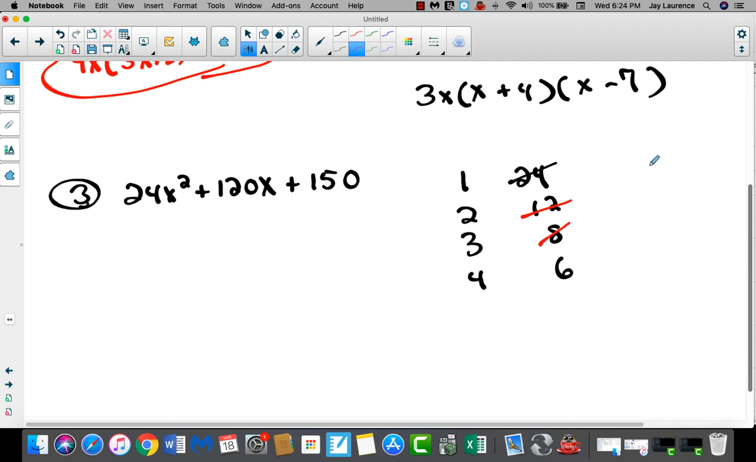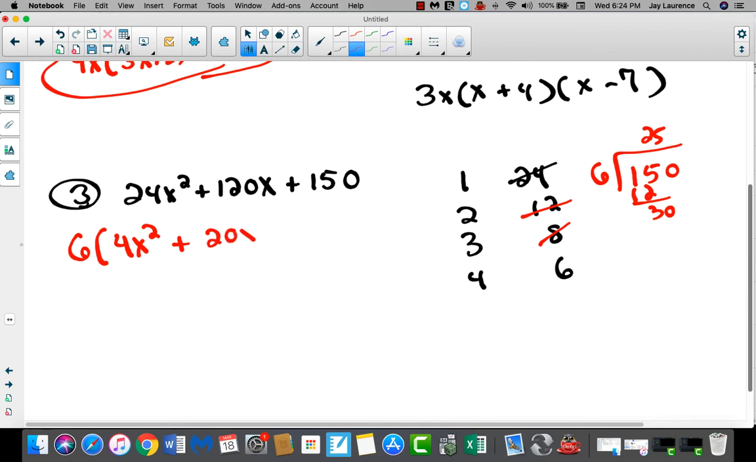Does 6 work? Well, I don't know. Let's see, 150. Put 6 in. I'll do the long division. It's going in there twice, so it'll be 12. That's going to be 30. Oh, it's going in 25 times. So 6 is going to be my GCF because I know 6 goes into 120 and 24. So I'm going to factor out a 6. I'll have a 4x squared plus 20x plus 25.